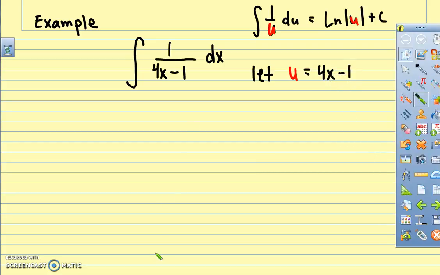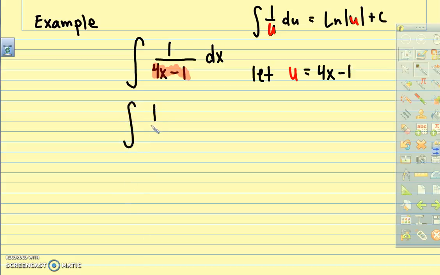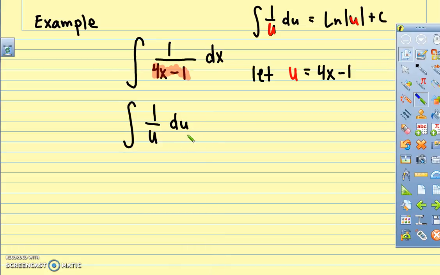By letting u equal 4x minus 1, so this is pretty much everything in the denominator, I now have the integral of 1 over u du. We reach another problem, because here we have a du. So now we have 1 over u du. We can't have a dx. If we have the variable u, it wouldn't make sense to have dx here. They have to match up. So the dx changed to du.